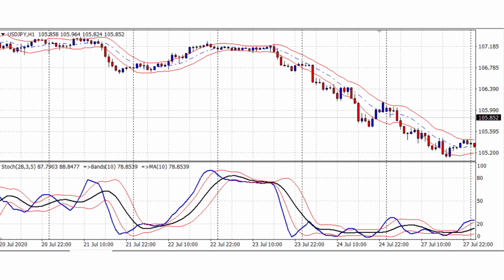Let's now take a look at how you can trade long and short positions using the Keltner Channel Stochastic Bollinger Bands Forex trading strategy.